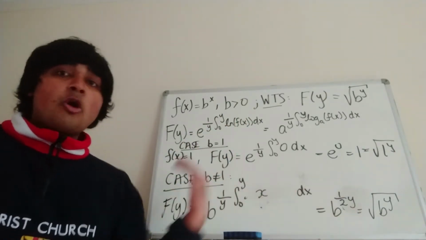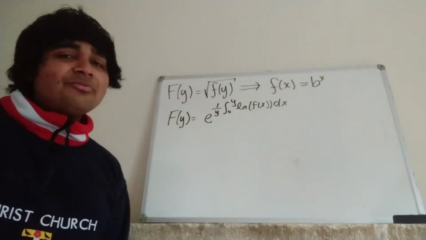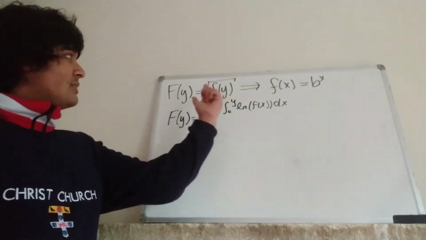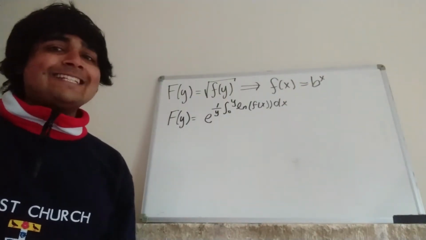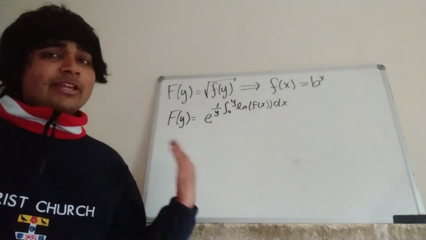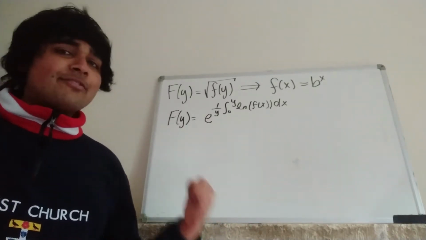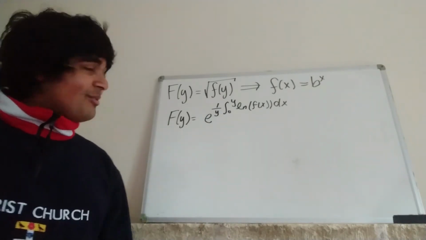Now let's prove the converse, which is part 4, and then we'll be done. In part 4 we have that capital F of y is equal to the square root of little f of y, and we want to show that this implies that little f of x equals b to the power of x. Here, little f of x is not only a positive function, but also a differentiable function, and the differentiability is key, because that's how we're going to solve this part.